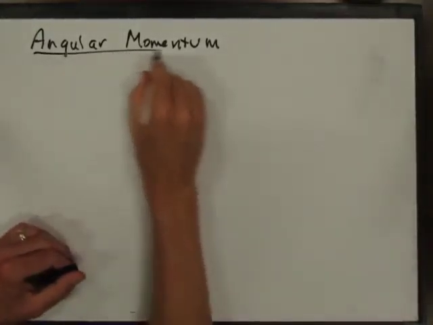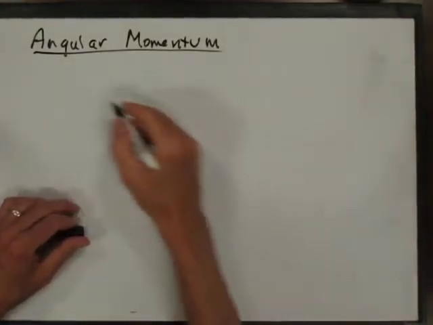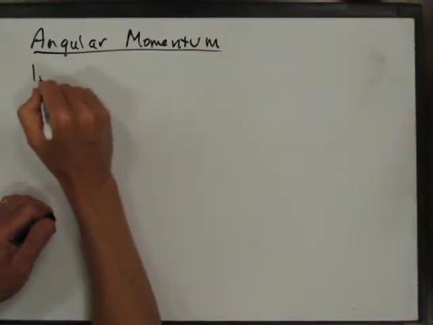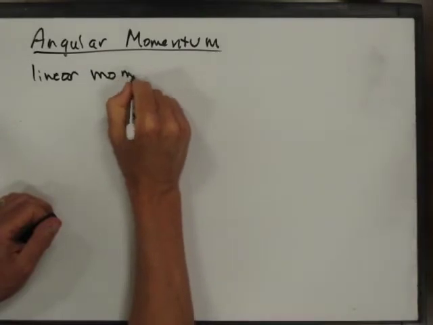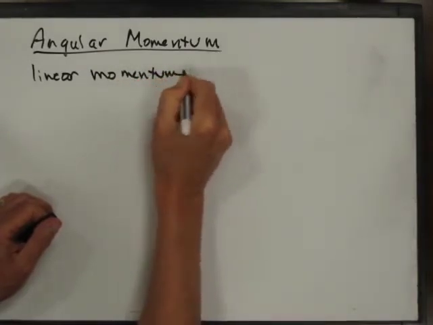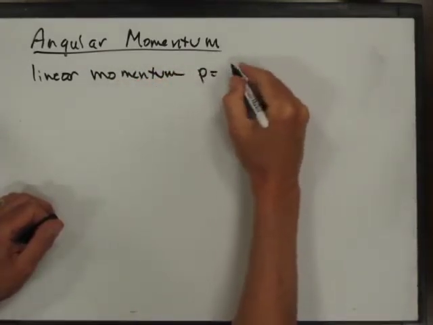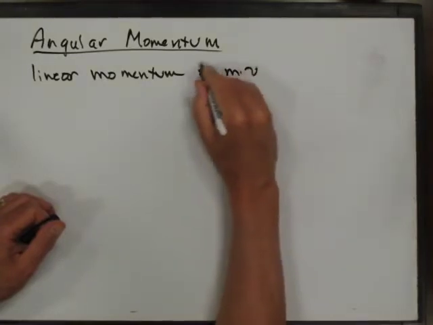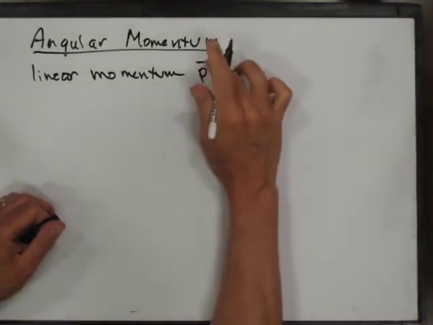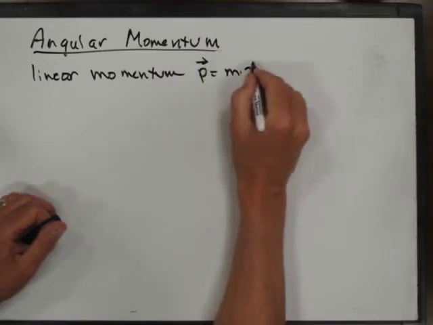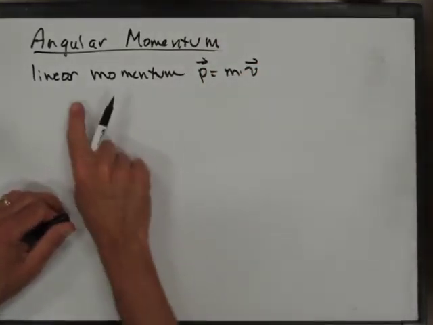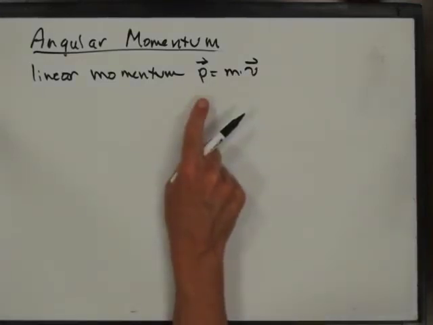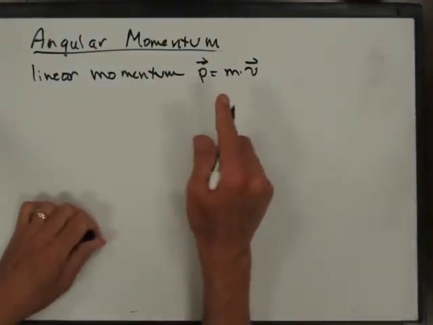So we're going to talk a little bit about angular momentum. If you remember the definition for linear momentum, linear momentum was just p equals mass times velocity. Technically, it's a vector. So we can develop an analogous equation for angular momentum.